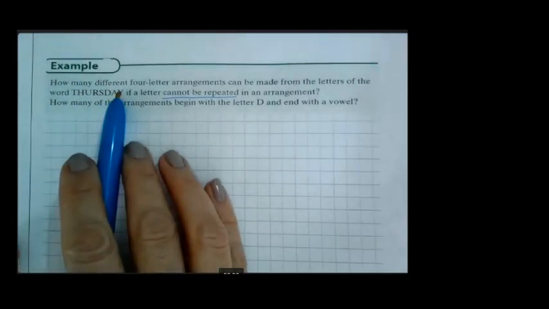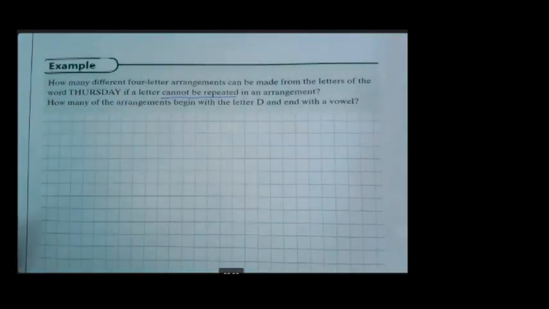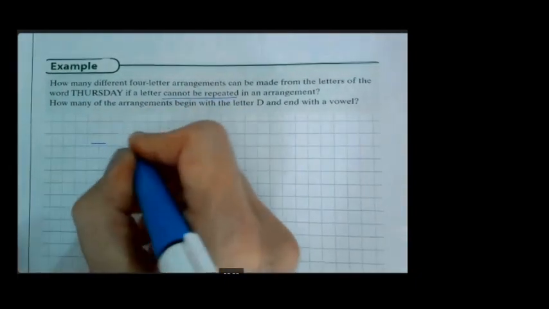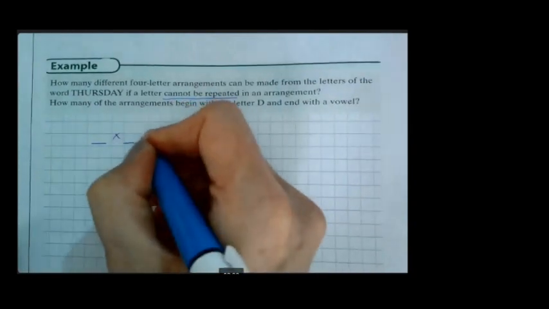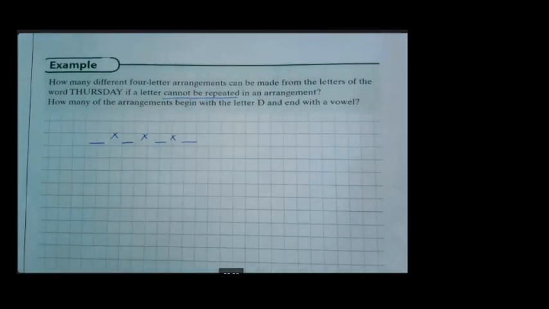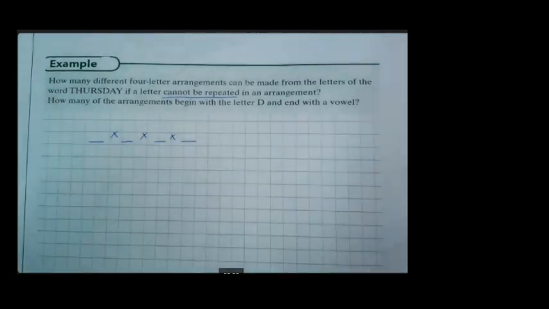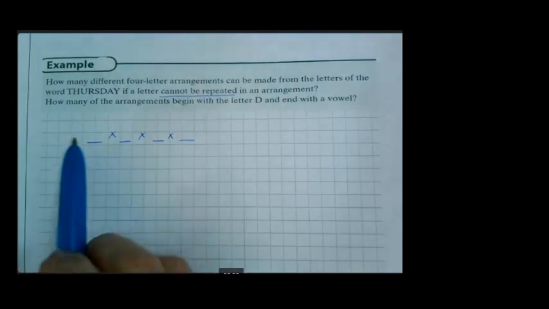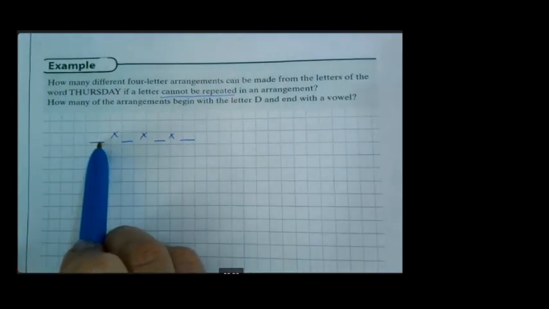So we are moving around the letters in the word Thursday, and we want just 4-letter arrangements, which means I've only got 4 positions to worry about here. So I'm going to put my dashes for my positions. I'm going to put my multiplication sign in between because I know I'm always multiplying my options. Okay, so I have the letters in the word Thursday. So there are 8 letters in total there. So if I want a 4-letter arrangement, how many options have I got for that first position?